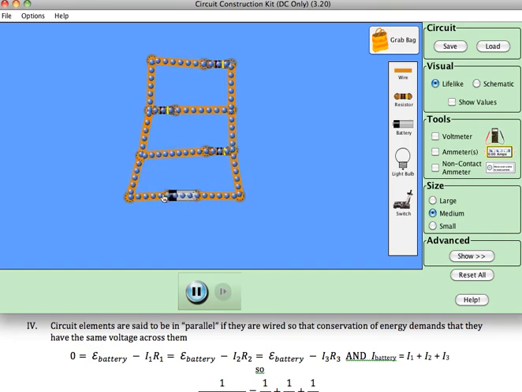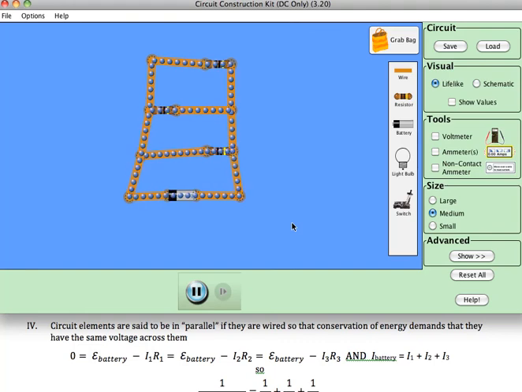Similarly, I can do the same. I can go through the battery, go through the third resistor, all the way around the loop. Battery, energy in, third resistor, energy out. Those are just energy conservation statements. Energy in equals energy out around any of the loops. So 0 equals that, equals this, equals this.